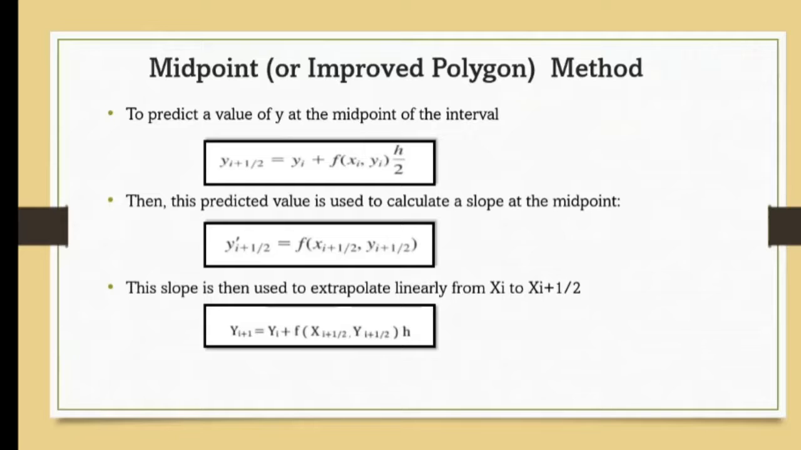First is to predict a value of y at the midpoint of the interval using the formula y sub i plus 1/2 equals y sub i plus f of x sub i and y sub i times h over 2, where h is the step size. Then this predicted value is used to calculate the slope at the midpoint. We have y prime i plus 1/2 equals the slope. Then this slope is used to extrapolate linearly from x sub i to x sub i plus 1/2 using the formula y sub i plus 1 equals y sub i plus the slope times h.